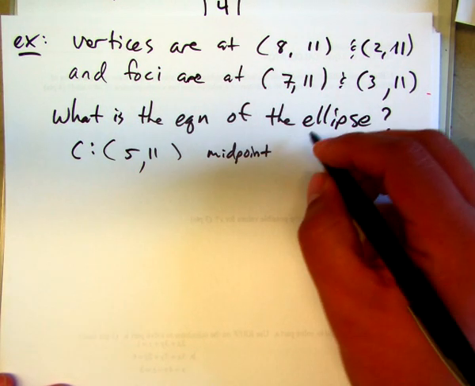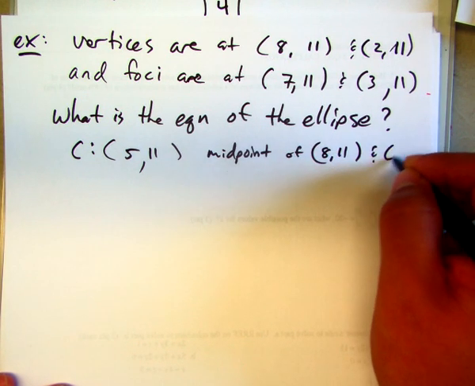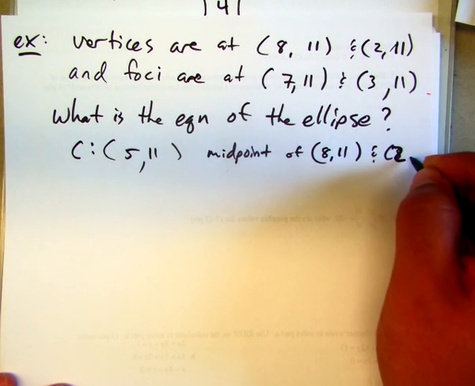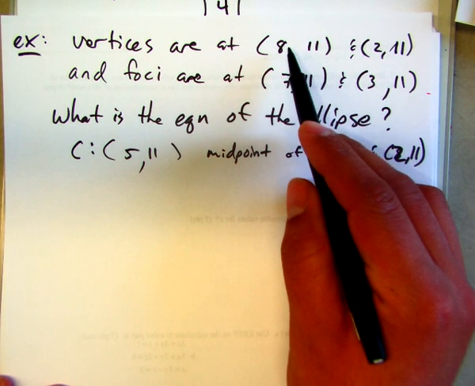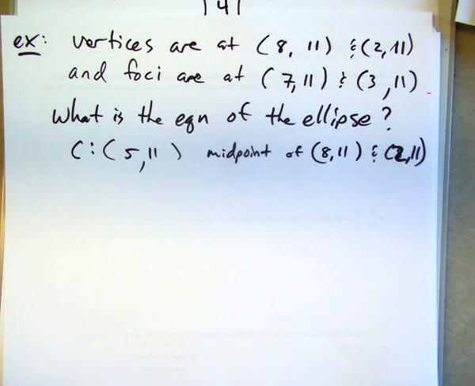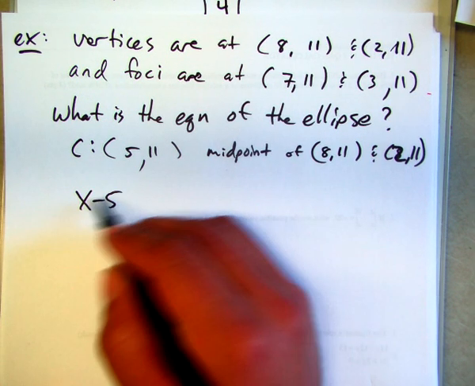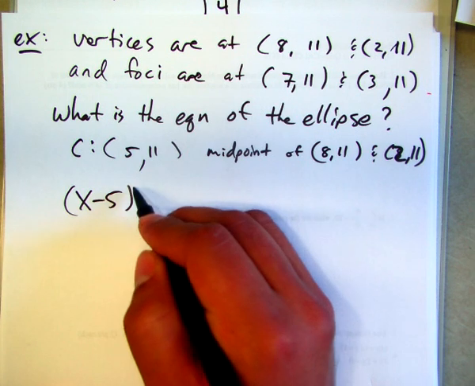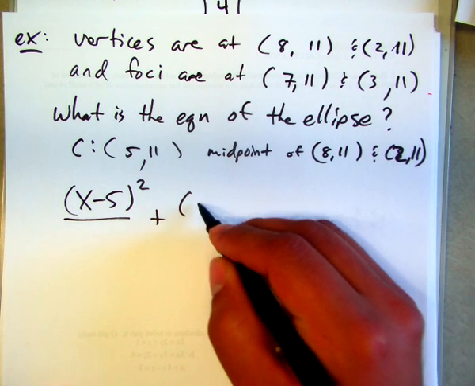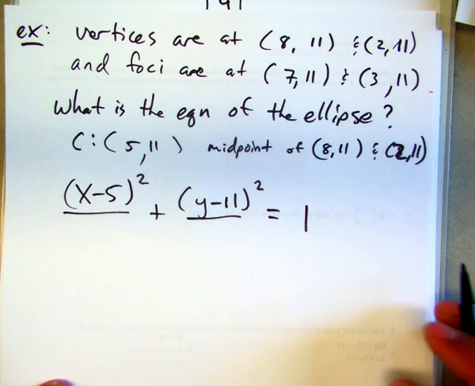Could you find that from the vertices or the foci? Absolutely. Good question. Either way you look at it, the middle of 8 and 2 is going to be 5, and 7 and 3, also 5. So no matter which pair you look at, the midpoint will be the center, and you get (5, 11). So the equation is (x minus 5) squared over something plus (y minus 11) squared over something equals 1. That's what I know so far.